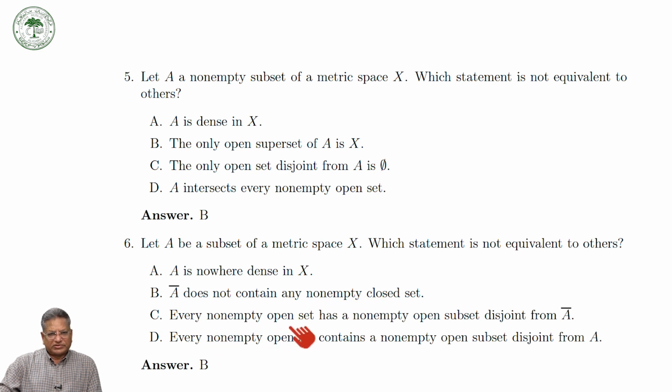Every non-empty open set has a non-empty open subset disjoint from the closure of A. This we have proved: every non-empty open set contains a non-empty open subset disjoint from A. So we have not proved this part. If it is open here, then it is okay; otherwise it is not okay. So the statement which is not equivalent to the others is this one.